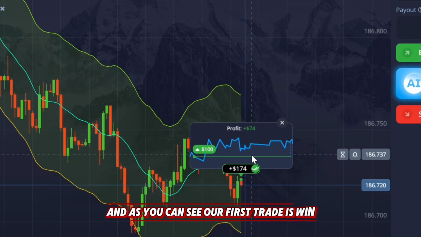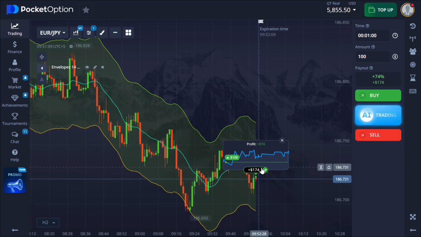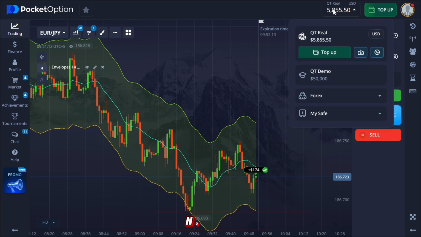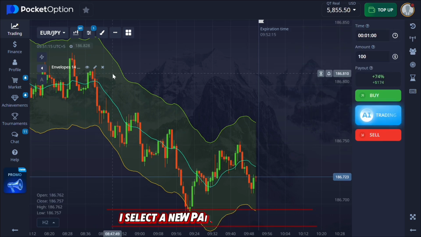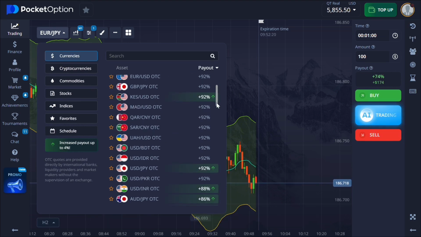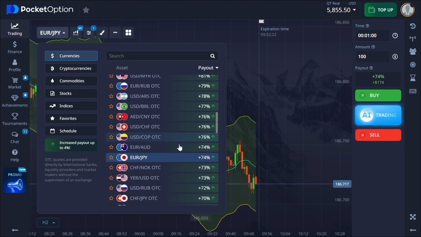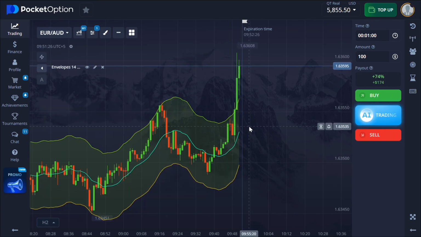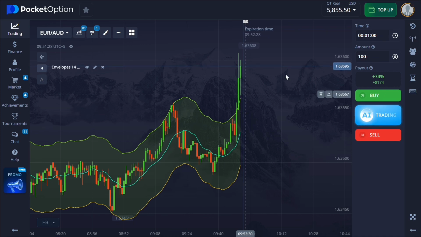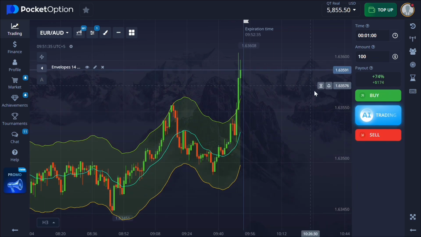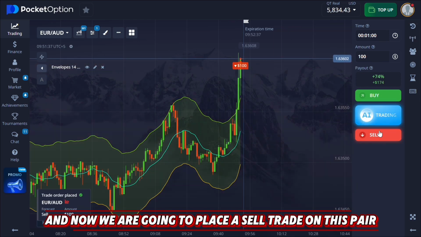And as you can see, our first trade is win. Now let's move to the next step. I select a new pair to take the second trade. Here I am selecting my pair, AUD. And now we are going to place a sell trade on this pair.